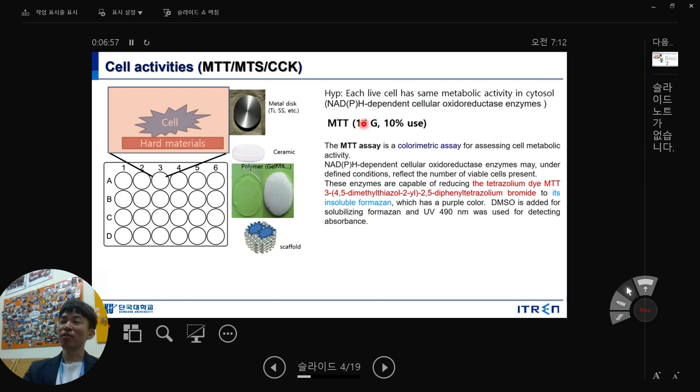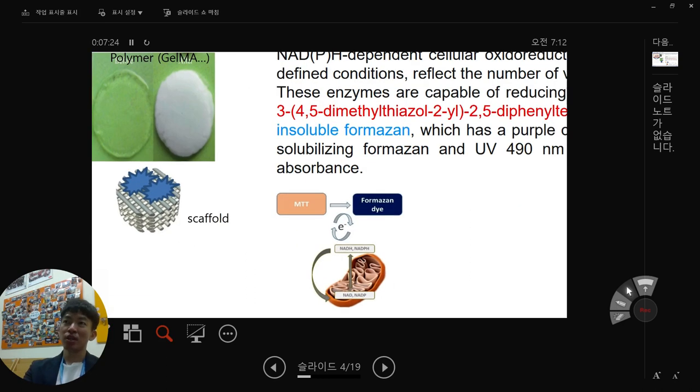And then in this method, they use 10% added MTT. So let's imagine if you have 100 microliters, you can add 10 microliters of MTT to your media to perform this MTT assay. When you look at this picture, MTT is converted to insoluble formazan by the reduction enzyme activity from the mitochondria in the cytosol.